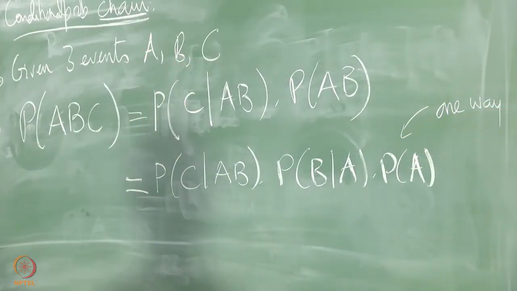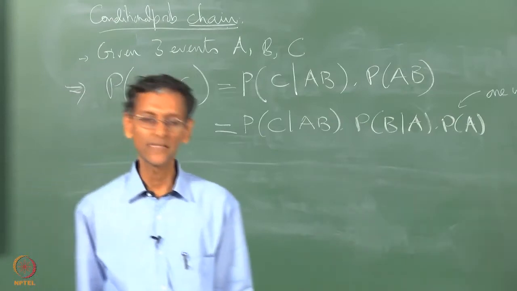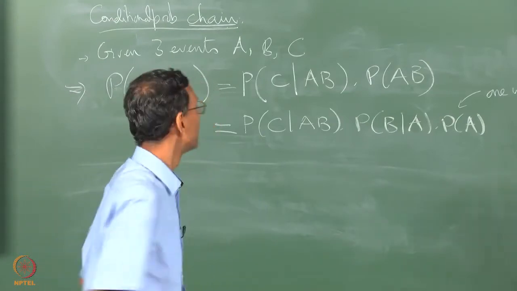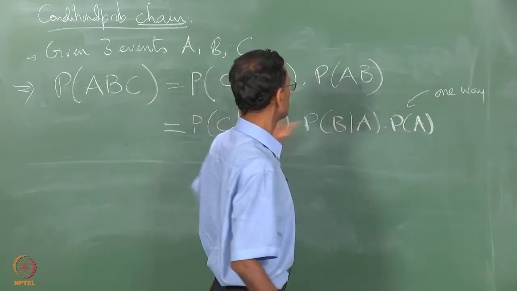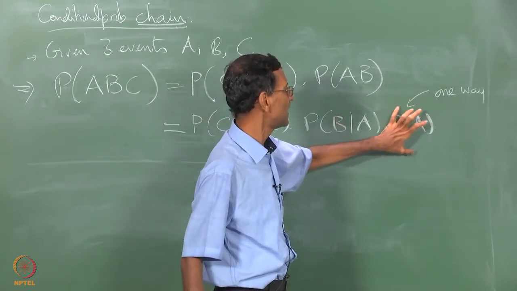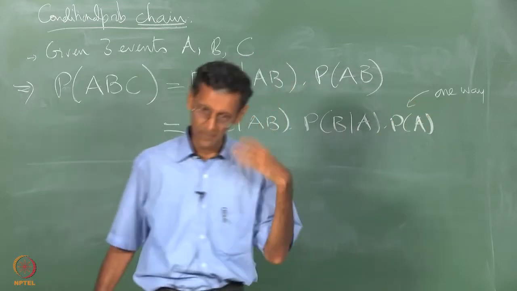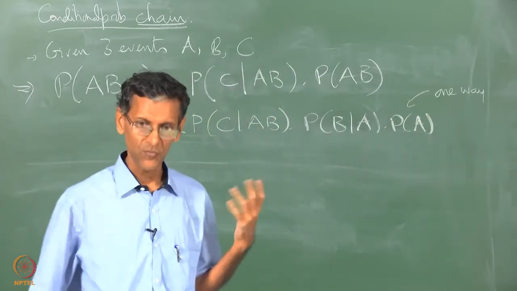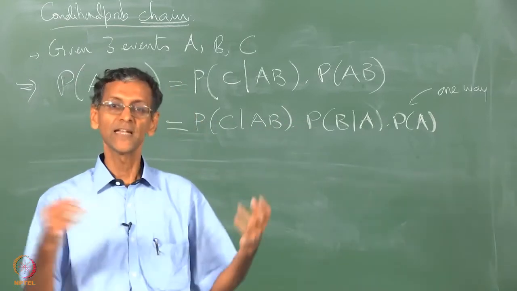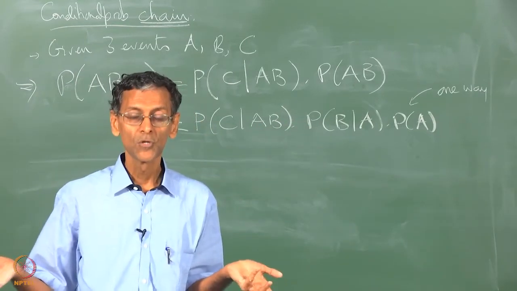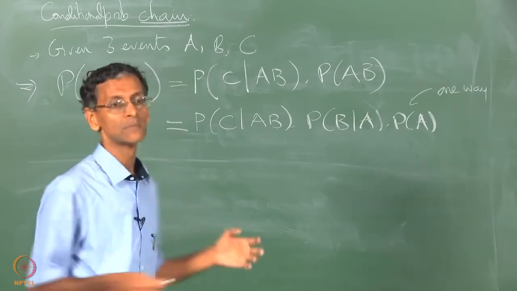This is not the only way, this is one way of writing this conditional probability chain. So I have, the last term is going to be a kind of a prior probability of observing one of those events, the others are all conditional, and you can extend it to more than 3 also. So when does this property become very useful?